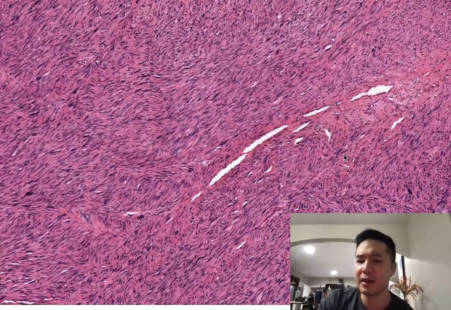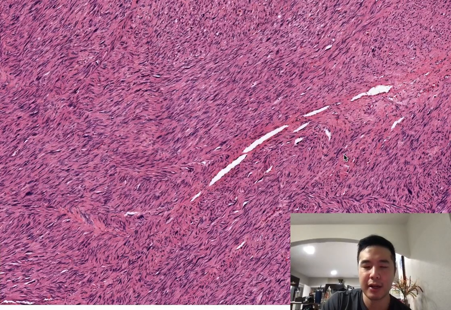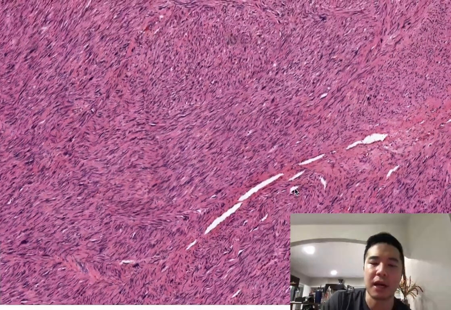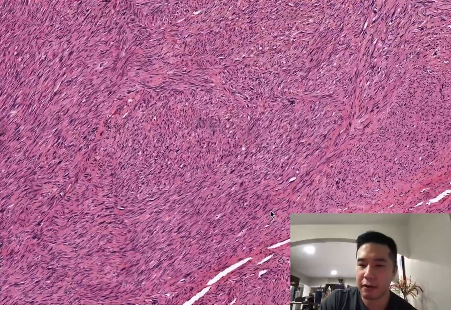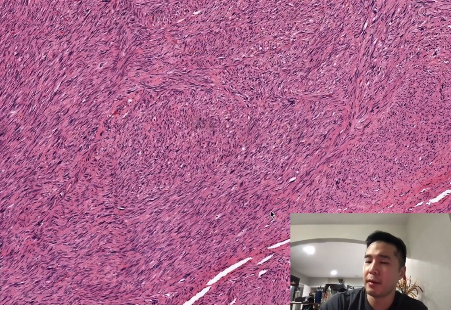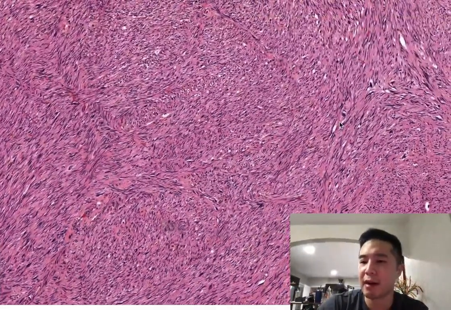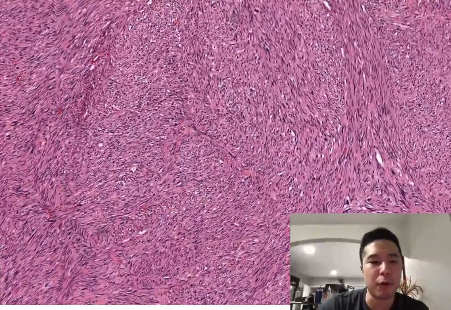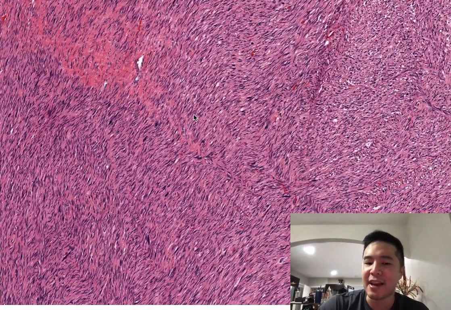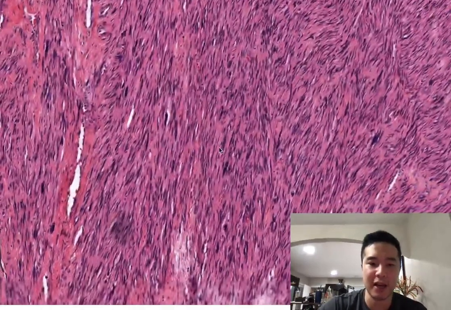One last thing is my gyne staff has taught me that leiomyomas too have mitoses, and they can be cellular leiomyomas. They can have a lot of mitoses. What's more important for leiomyosarcomas, just because they undergo so many genetic alterations, is having an atypical mitotic figure like a Mercedes-Benz sign. If you don't know what I'm referring to, it's a mitotic figure that literally looks like a Mercedes-Benz sign.